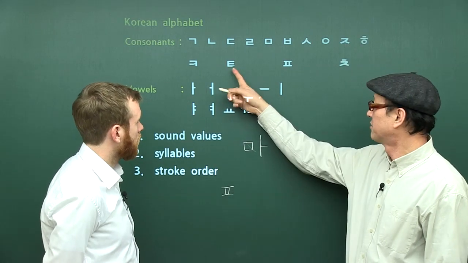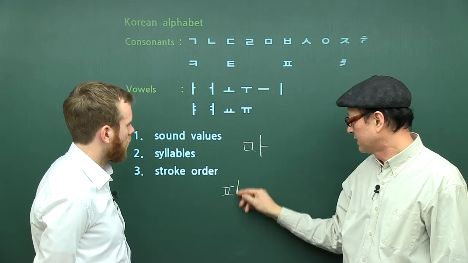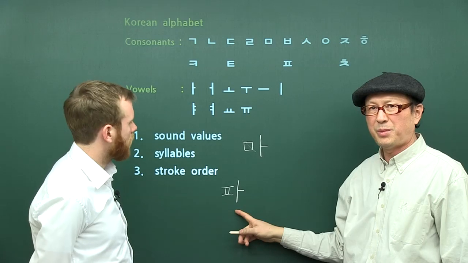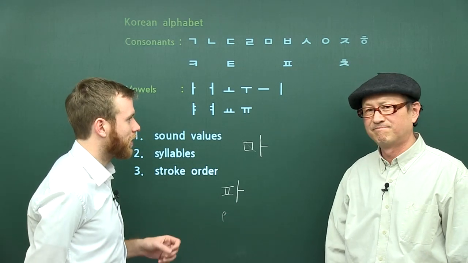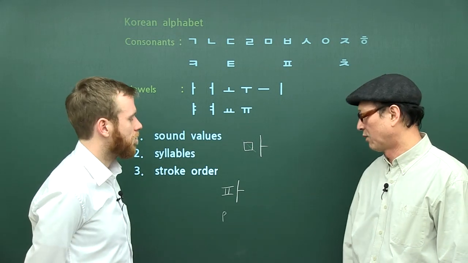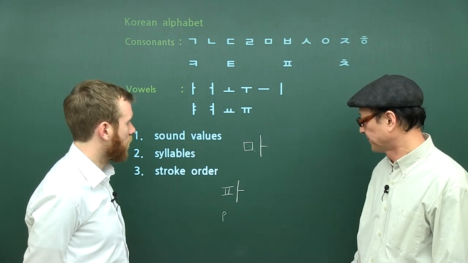이거는 이제 a little different from these guys. Okay, 근데 it's not 파, pa. It's not, 네, just the extra stroke, right? Right. But it's always P. 네, always P. 파. Pa.